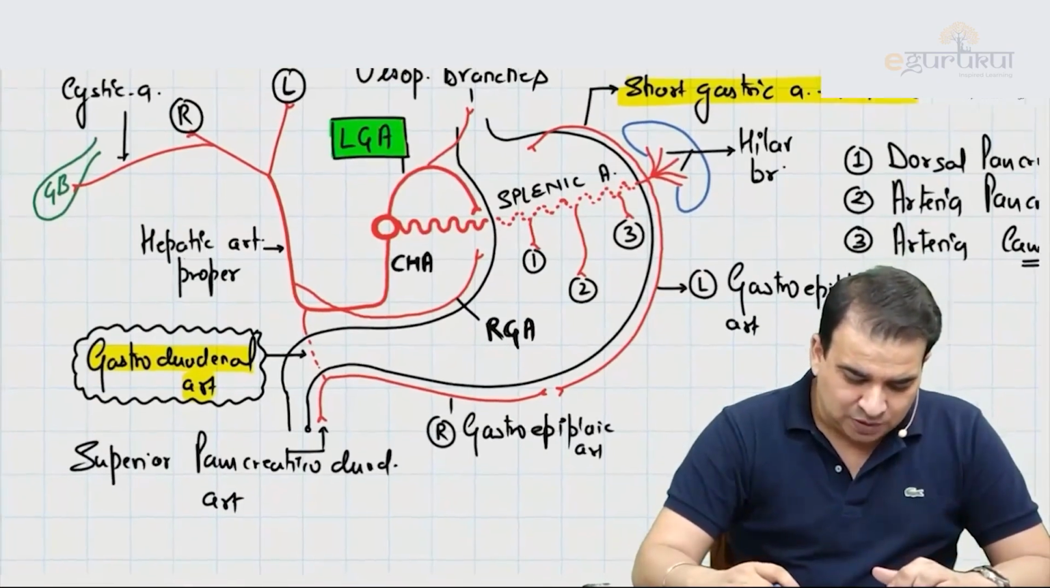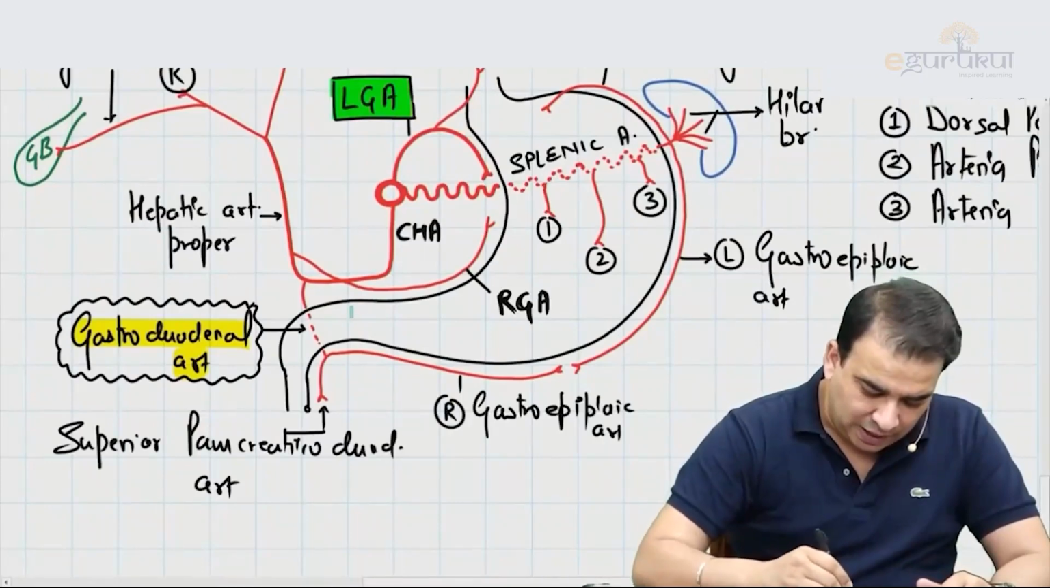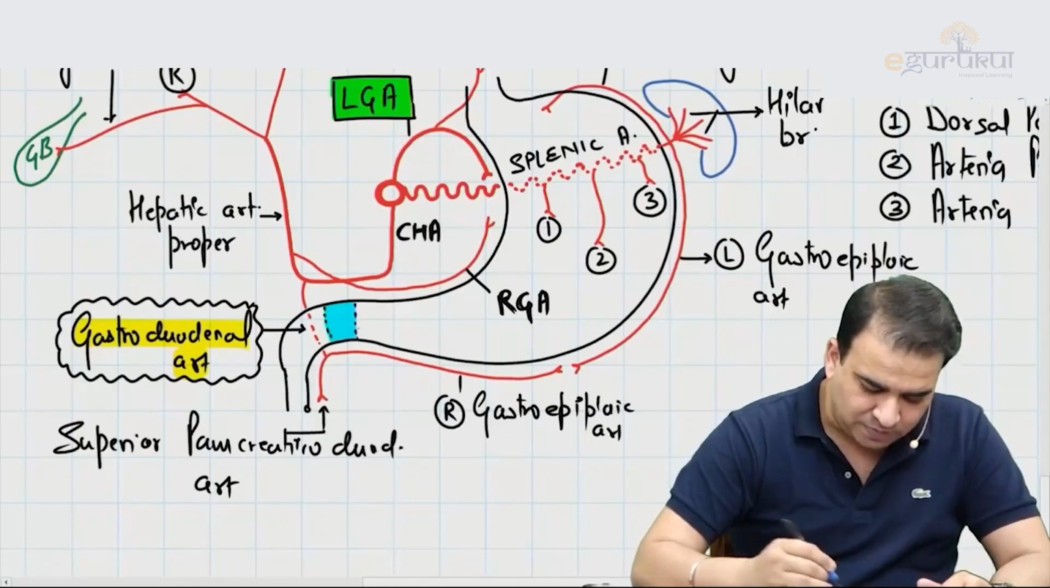And there's one more question which I want to discuss with you. It was the question asked in the AIIMS exam, in which the question was about the blood supply to the first 2 centimeter of the duodenum. The first 2 centimeter of the duodenum.